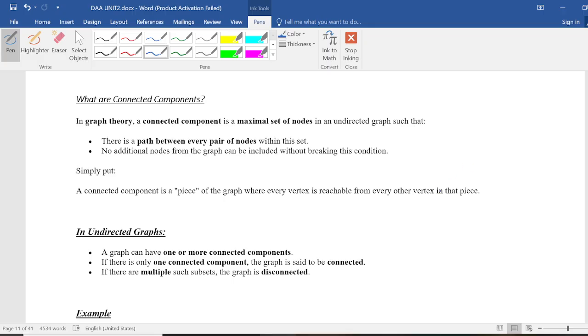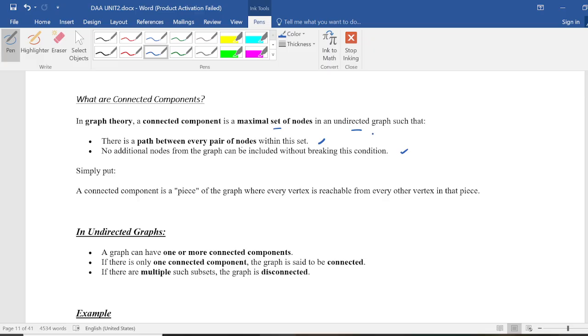First, reading out the definition. What are connected components? In graph theory, a connected component is a maximal set of nodes in an undirected graph such that there is a path from every pair of nodes within this set. No additional nodes from the graph can be included without breaking this condition.